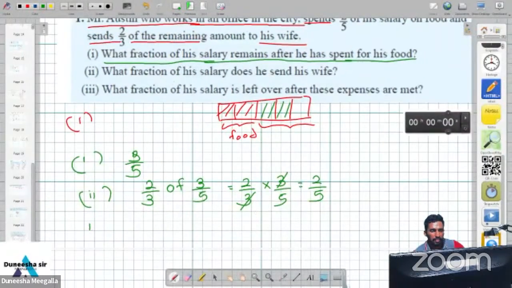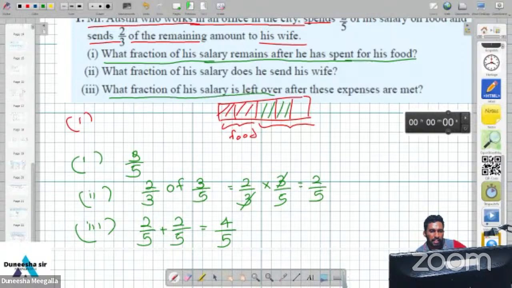Okay, then the third one: what fraction of his salary is left over after these expenses? There are two expenses. The first one is for his food, then the second one is his wife, which is also 2/5. All expenses are 4/5. Then what fraction of his salary is left over after these expenses? How much is left over? Left over is 1/5.